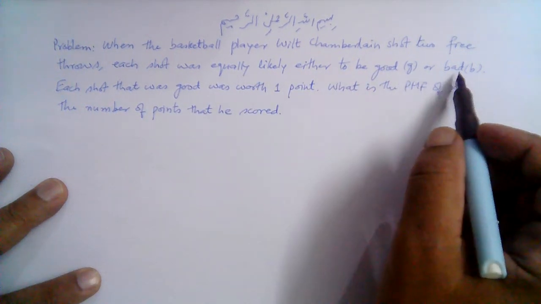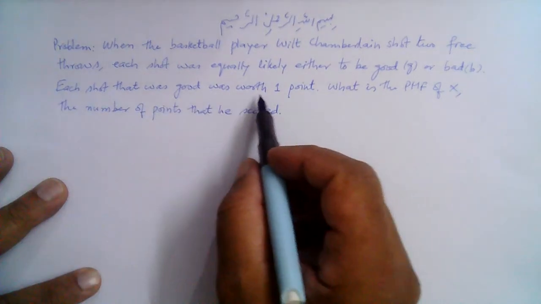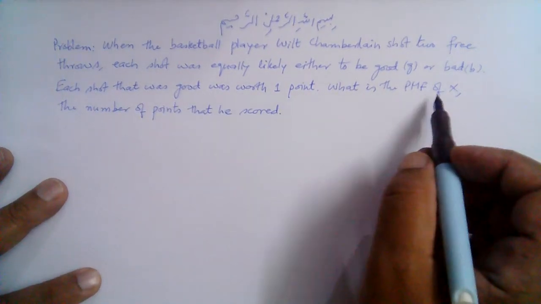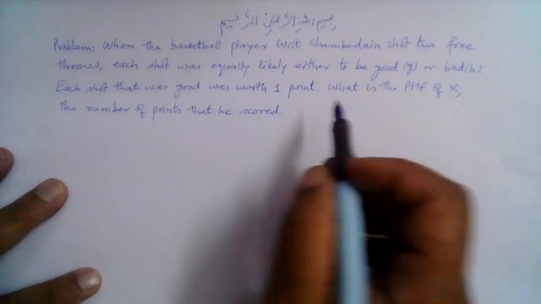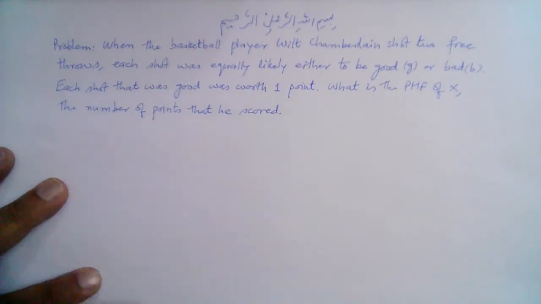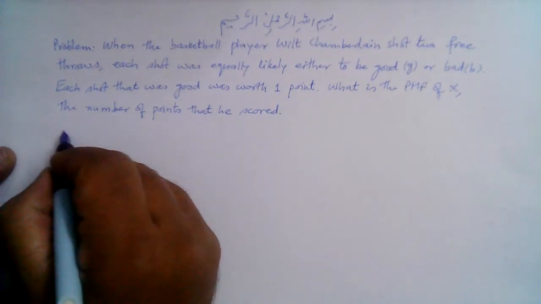When the basketball player Wilt Chamberlain shot two free throws, each shot was equally likely either to be good, G, or bad, B. Each shot that was good was worth 1 point. What is the PMF of X, the number of points that he scored? So X is a random variable which represents the number of points that the player scored.